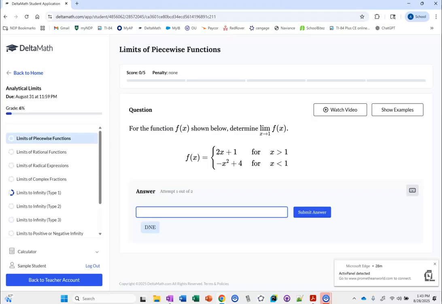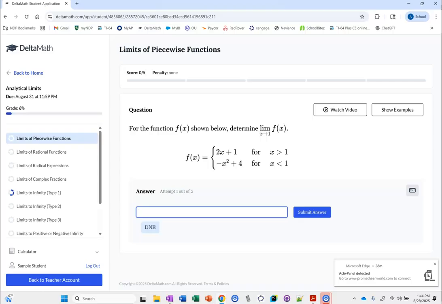So it says, for the function below, determine the limit as x approaches 1 of f of x. For a general limit to exist, the left-hand limit has to equal the right-hand limit. So what I'm going to do is look at the limit as x approaches 1 from the left, which would be using that piece, and the limit as x approaches 1 from the right, which would be using that piece.